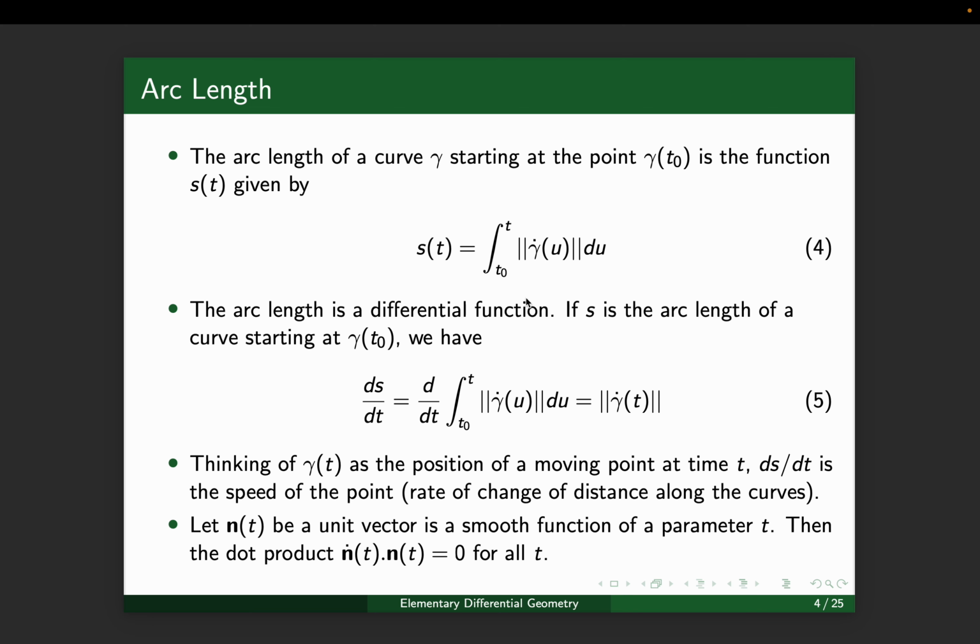point in the curve. If gamma of t is a unit vector, then the tangent vector will always be perpendicular to the curve for all values of t.